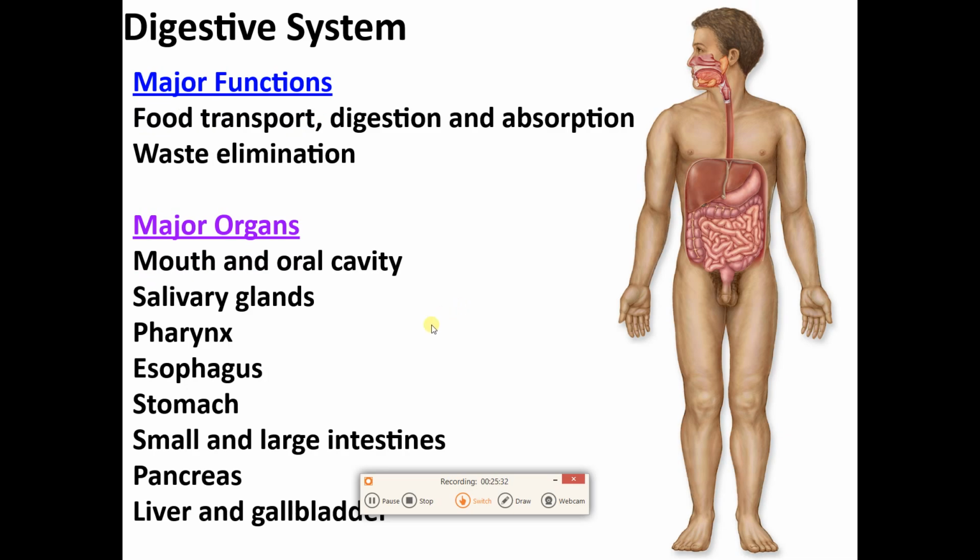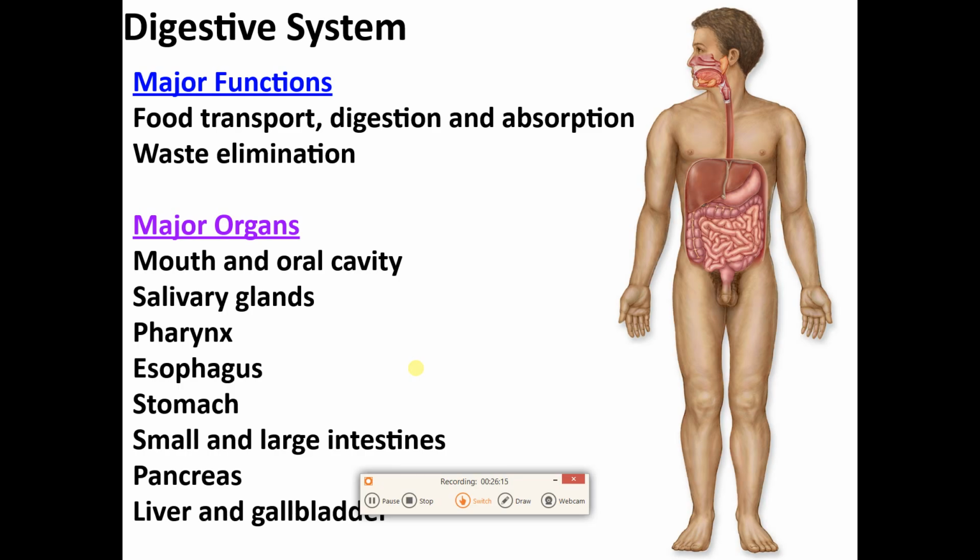The digestive system. Again, we got a nice pathway here. We got our mouth and oral cavity. We got our pharynx, salivary glands. Notice how the pharynx is both a respiratory and a digestive pathway. Then we got our esophagus, our stomach, our intestines, liver and gallbladder. Gallbladder's a little green guy tucked in there. Pancreas is hiding. But these are all major digestive organs, which are going to be involved in moving food, digesting nutrients, absorbing nutrients, and eliminating the leftover wastes.